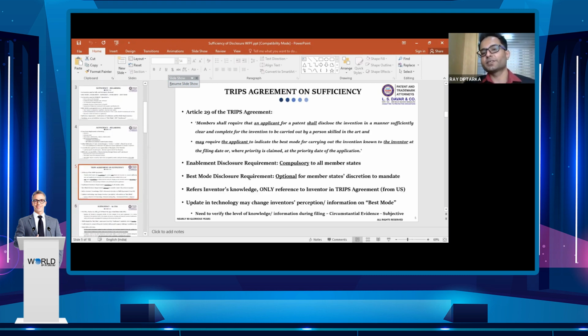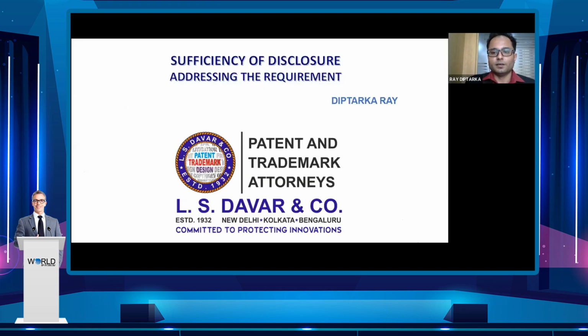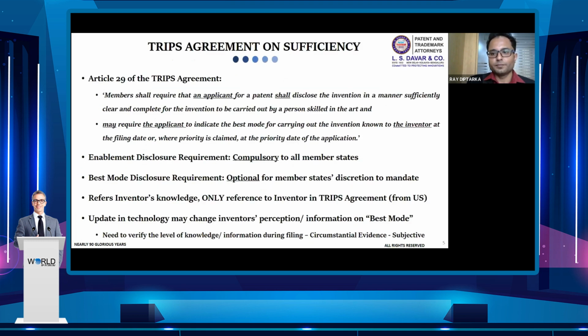Let's see what the TRIPS Agreement says about this sufficiency. Article 29 of the TRIPS Agreement says, members shall require that an applicant for a patent shall disclose the invention in a manner sufficiently clear and complete for the invention to be carried out by a person skilled in the art, and may require the applicant to indicate the best mode for carrying out the invention known to the inventor at the time of filing, or, that means at the filing date, or where priority is claimed, at the priority date of the application.